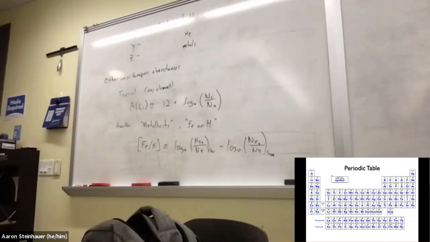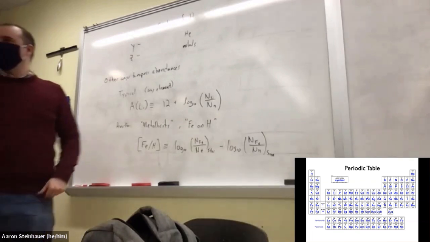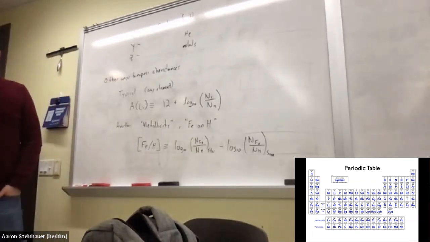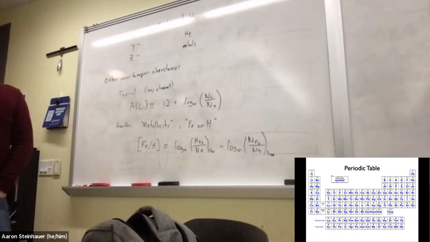Is this something that trends with similar stars, like all red giants have a similar amount of iron in them? Yeah, that's a great question. Why do stars have different iron abundances? It's not that all red giants have the same.